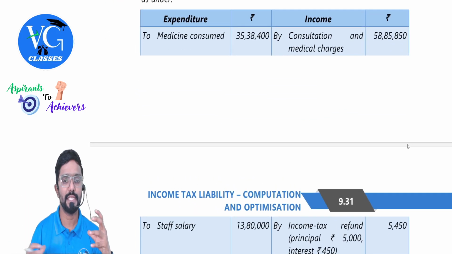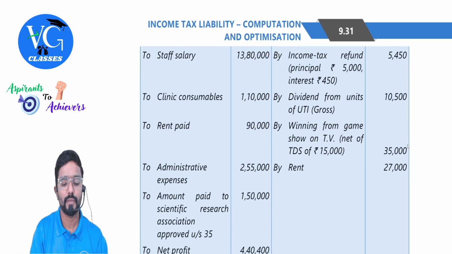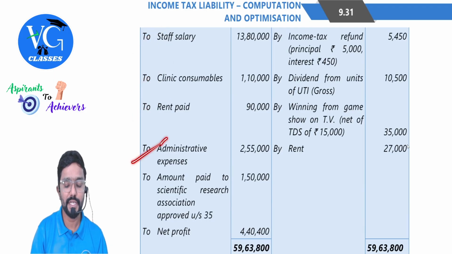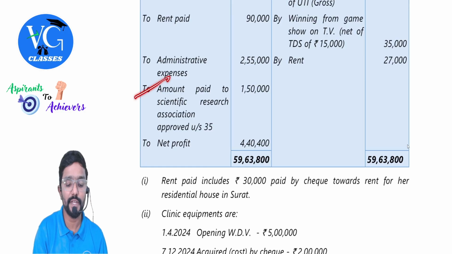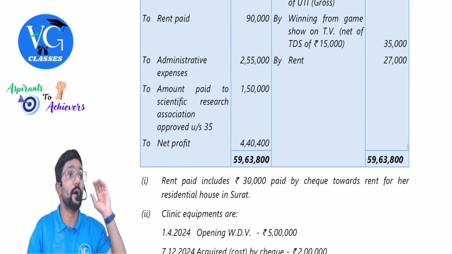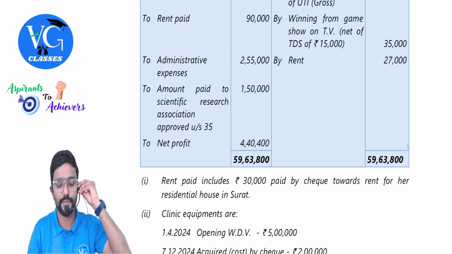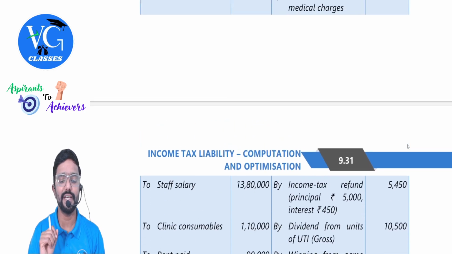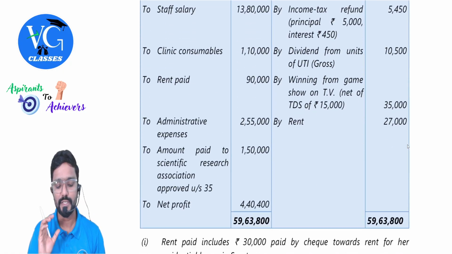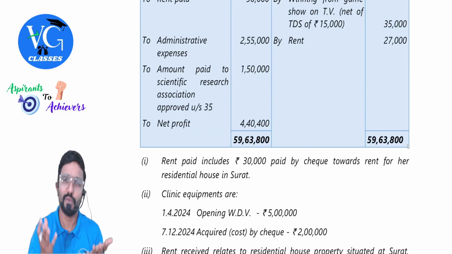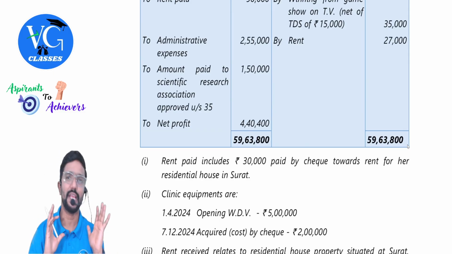Coming to the debit side, that is expenditures. Medical consumables, staff salary, clinical consumables, rent paid, administration expenses, amount paid to Scientific Research Association approved under Section 35. It is allowed provided the assessee is following the optional scheme. Default scheme is blocked. Net profit is 4,40,400. Guys, actually, when it is an income and expenditure account, profit is not the right word to use. It should be surplus. Clear? But for income tax purposes, don't question the question. Whatever they have given, please take it.